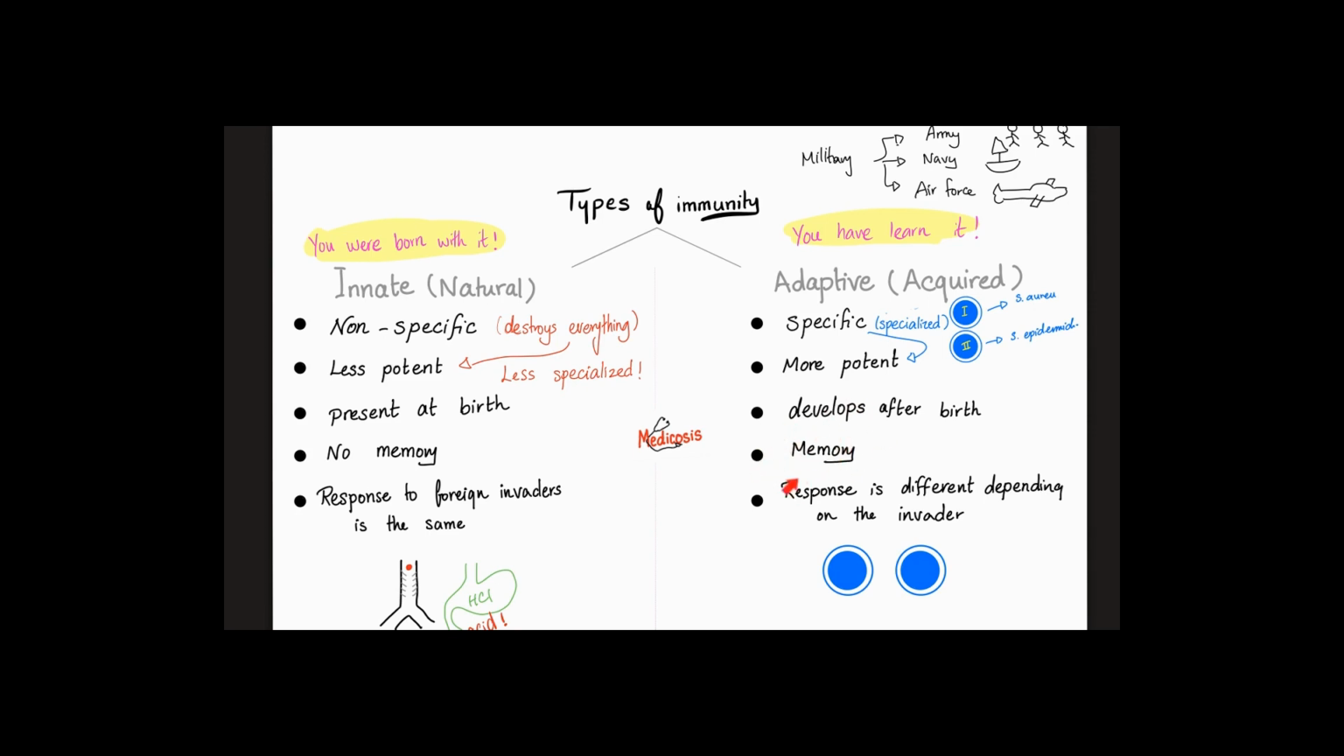I know my enemy. The response will differ depending on the invader. When the invader is different, the cells responding will be different and the response will be different. For example, these are two lymphocytes. One of them will be targeting, for example, HIV virus. The other is targeting influenza virus. Even though both are lymphocytes, we are very specialized.